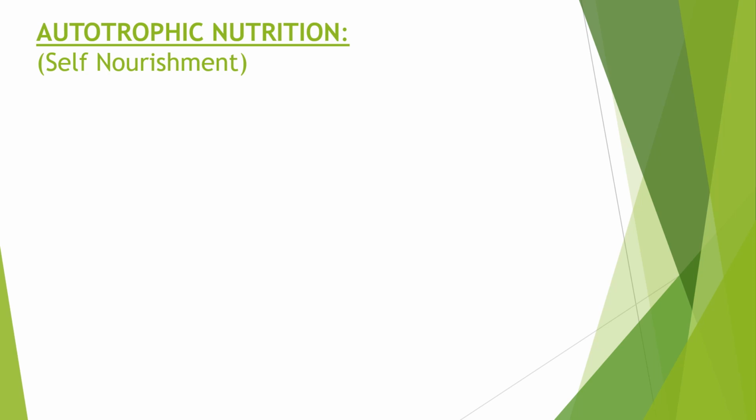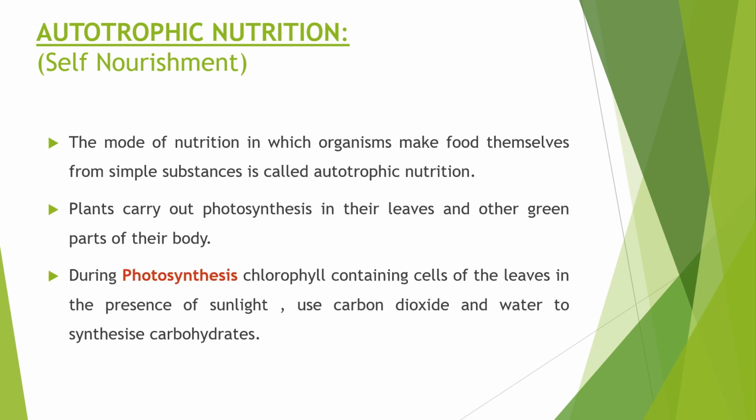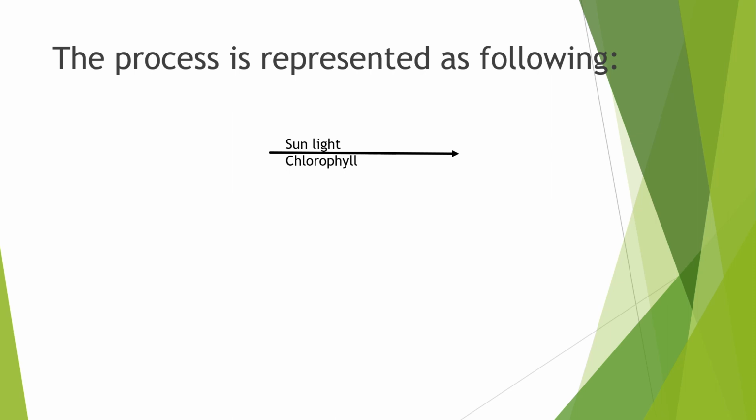During photosynthesis, chlorophyll containing cells of the leaves, in the presence of sunlight, use carbon dioxide and water to synthesize or to make carbohydrates. The process is represented in a form which is called an equation, where we write carbon dioxide plus water and then we put an arrow where we write sunlight and chlorophyll. And on the right side we write down carbohydrate and oxygen.